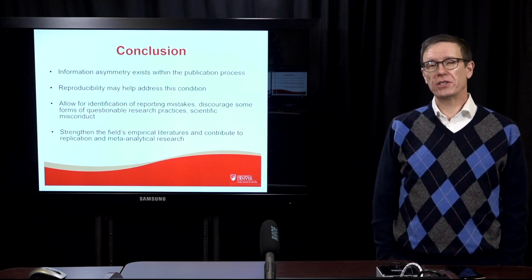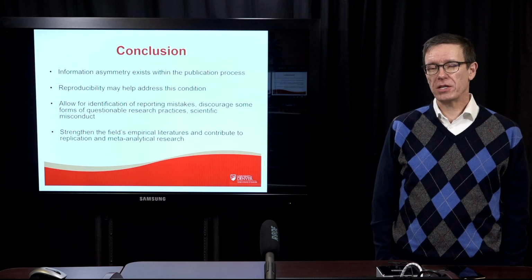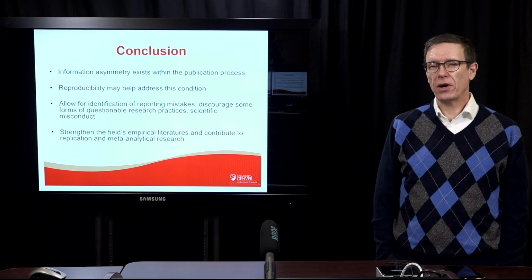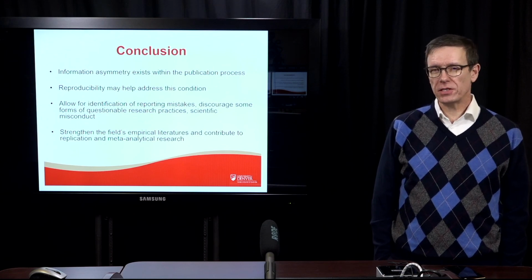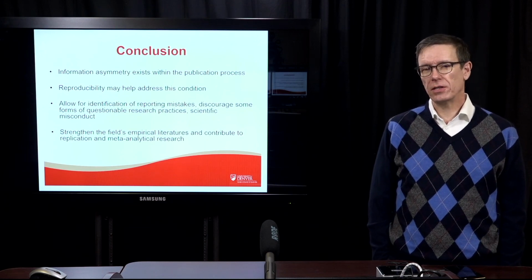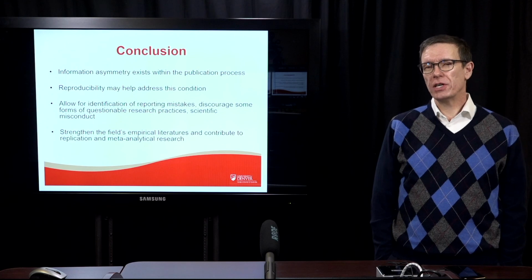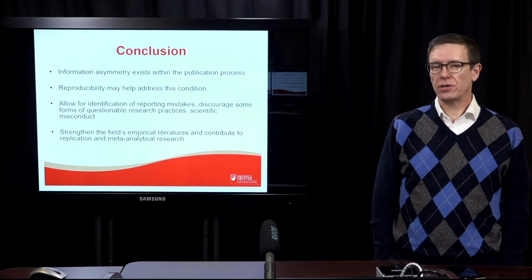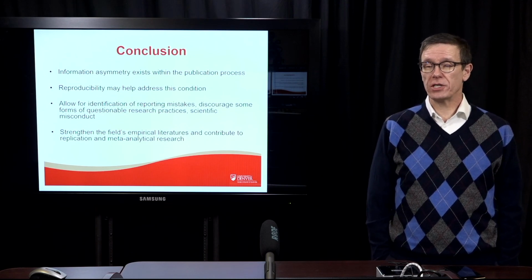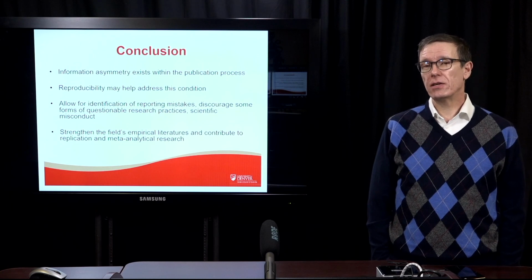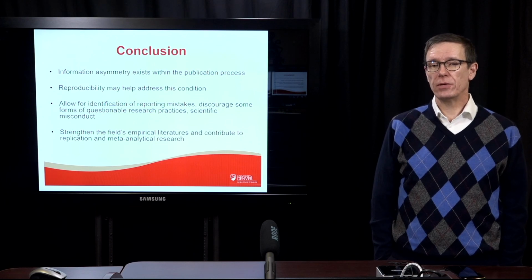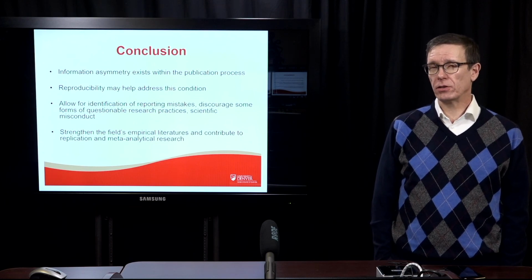As I start wrapping up, information asymmetry is a condition that exists throughout life. All the major decisions, it seems, that we make are faced with information asymmetry. And I believe it exists in the publication process too, in that authors know more about their data, their study, and their analyses than their reviewers, the readers, and so on. Reproducibility may help address this condition by allowing us to identify possible reporting mistakes. It can also discourage some forms of questionable research practices, as well as scientific misconduct. And overall, this will help strengthen the field's empirical literatures and contribute to replication, as well as meta-analytical research, by improving clarity.